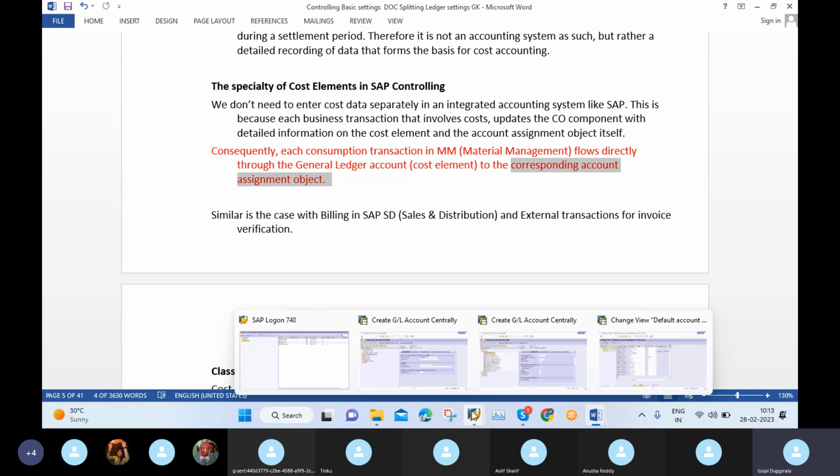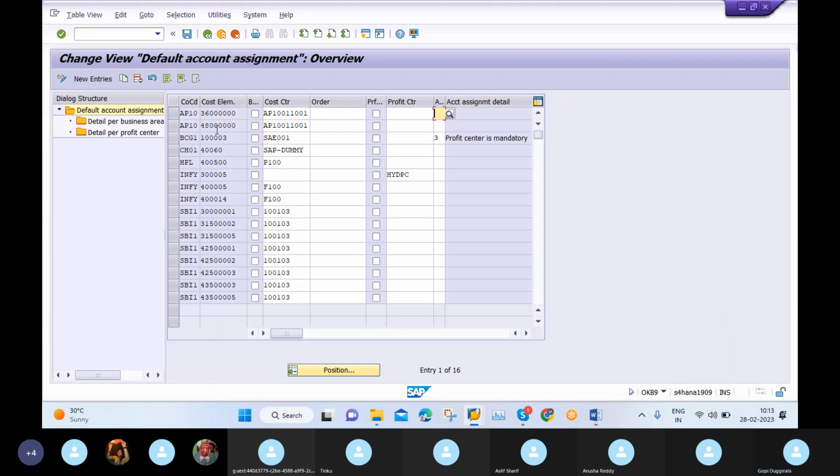The thing is, in this area, these are the cost elements, right? This is my cost element. Cost element is nothing but GL account.